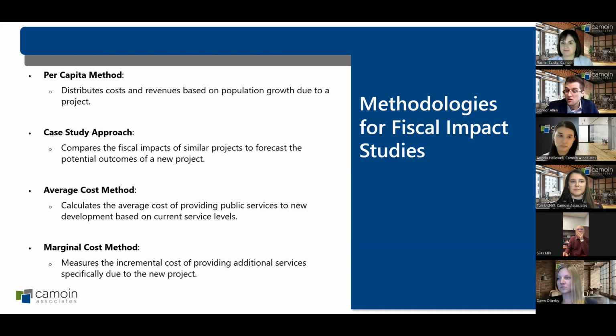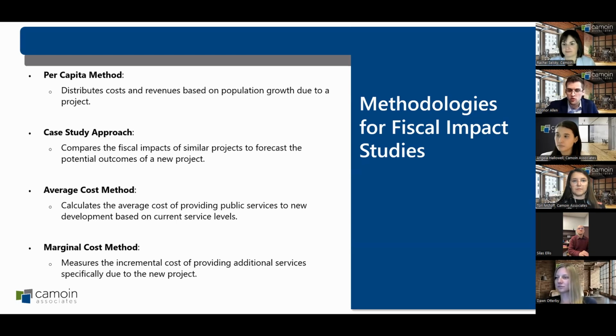Fiscal impact studies also use several methodologies to measure the financial impact on governments. The first, the per capita method, distributes costs and revenues based on the population changes due to the project. This method is commonly used for residential developments where public service costs like schooling, utilities, and public safety scale directly with population growth. The case study approach compares the fiscal impacts of similar projects in other regions.